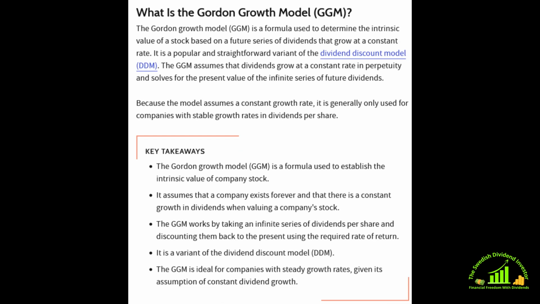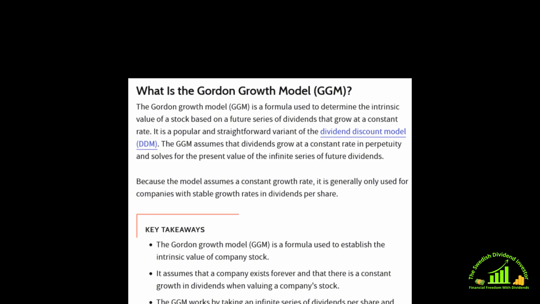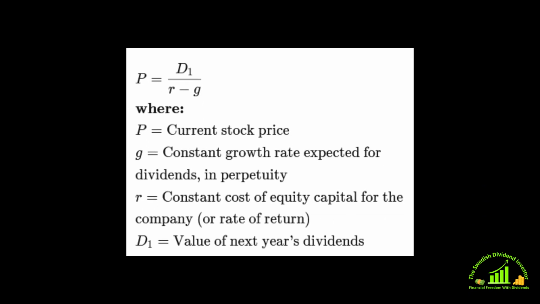Alright, so what we are doing today is a Gordon growth model. The Gordon growth model is one of the easiest ways to estimate a stock's intrinsic value based on its dividends. It's simple but powerful, helping you determine whether a stock is fairly priced or not. However, it does have some limitations, so I will also cover how to use it wisely. Because the model assumes a constant growth rate, it is generally used for companies with a stable growth rate in dividends per share. We can see the calculation right here.